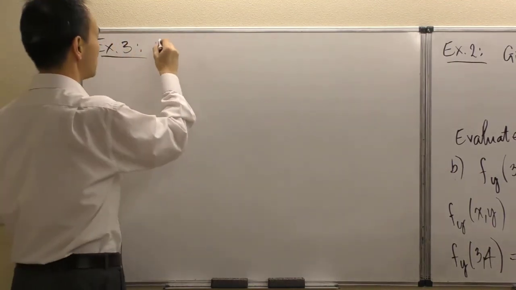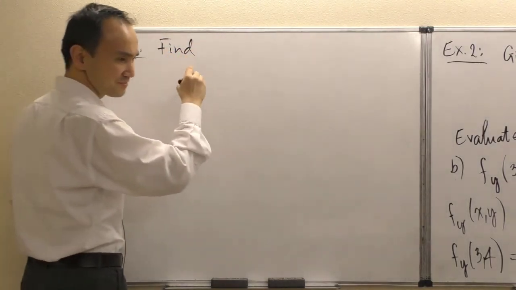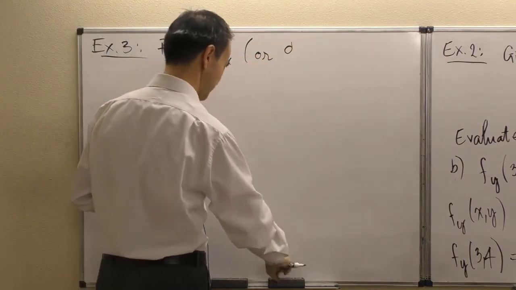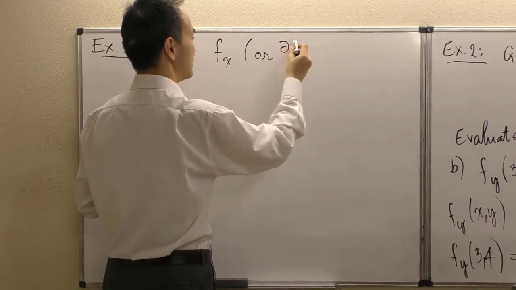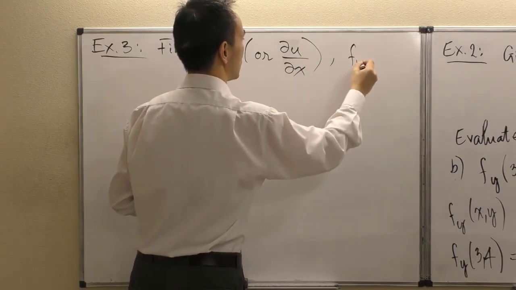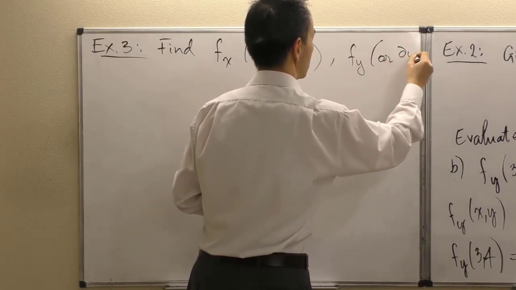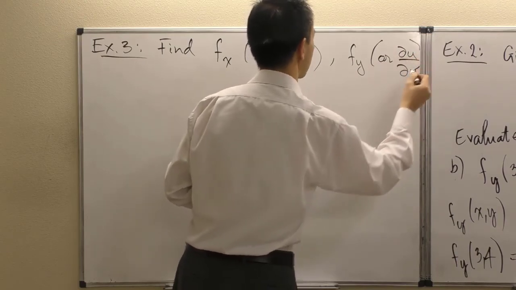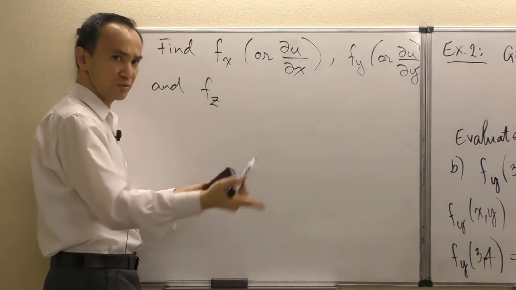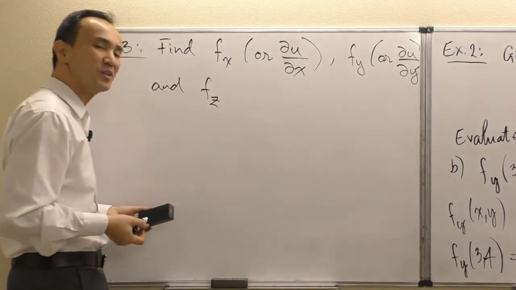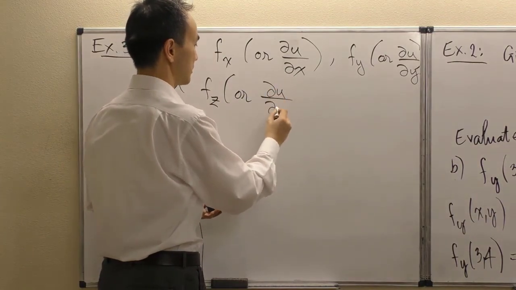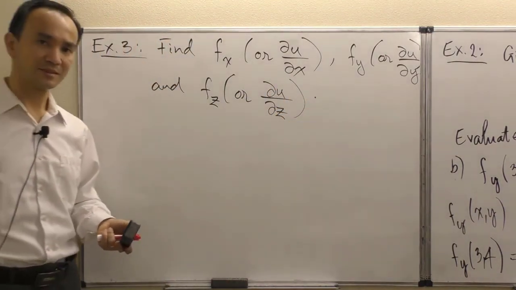Okay, and so I want to find fx, or some du dx, and then fy, or some du dy, and finding fz right here, because now the function has three variables, so there are expectedly three partial derivatives out there, or we can call this some du dz. So now we're finding that.